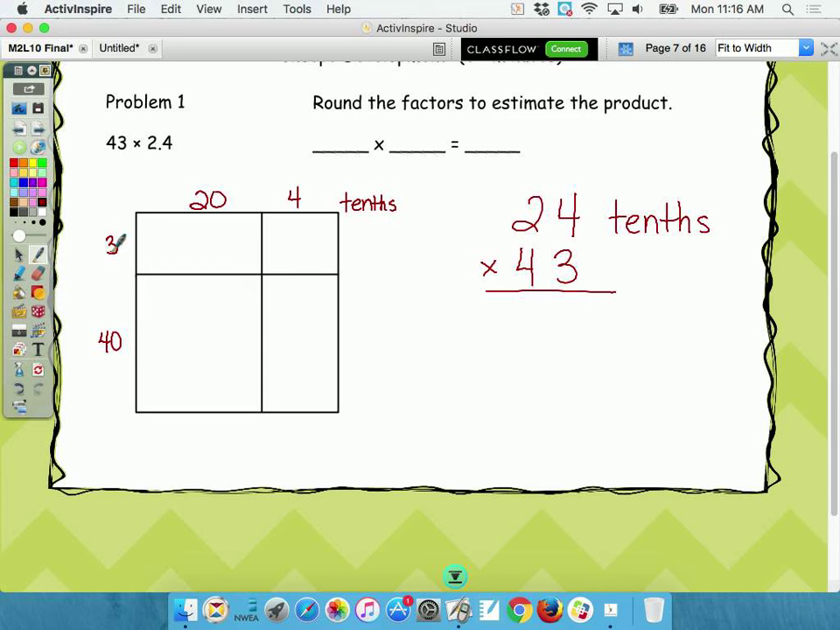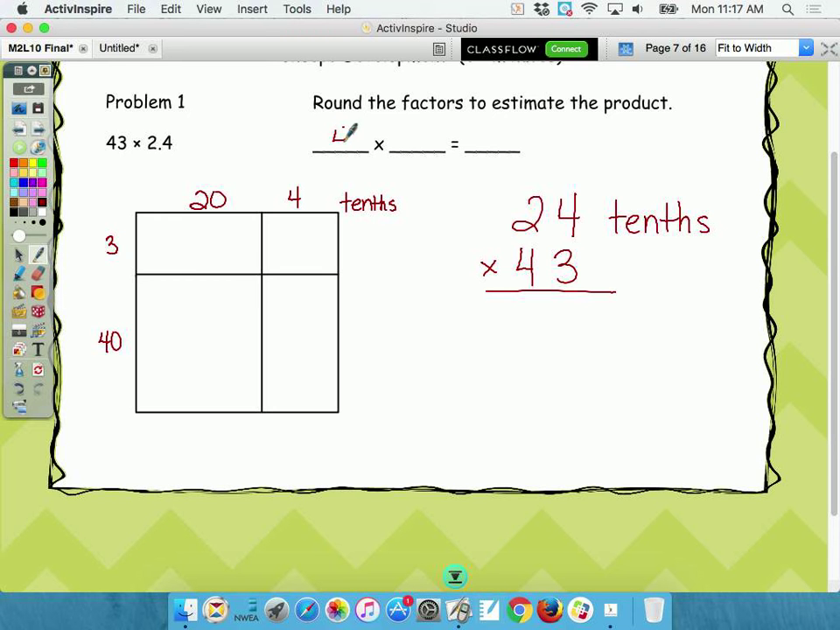Because it's very important that we round the factors and estimate the products. If we can do that accurately, it will tell us where to place the decimal in the final answer. So help me out. How would you round these two numbers? 43, what would you round it to?